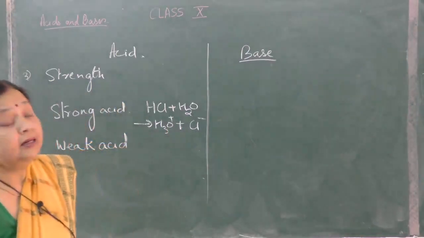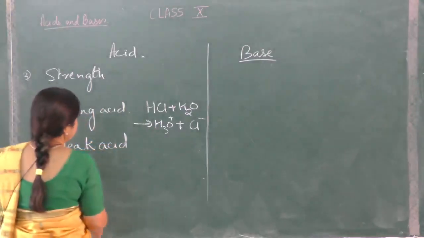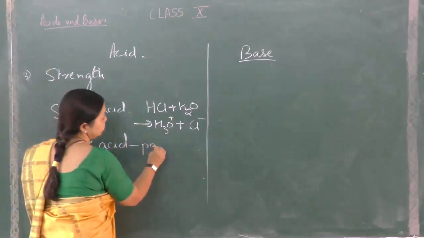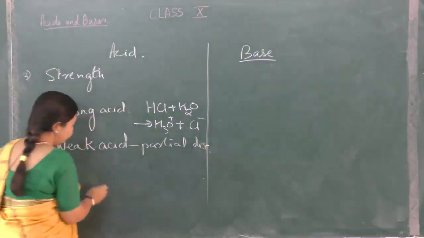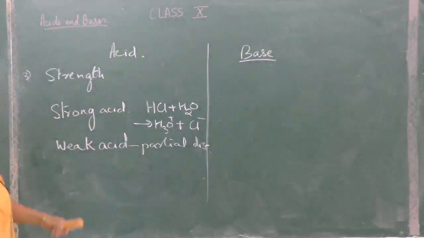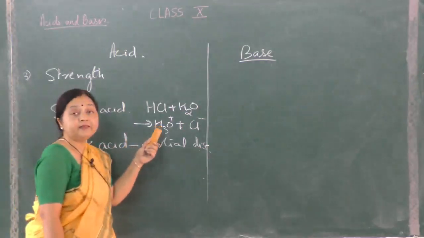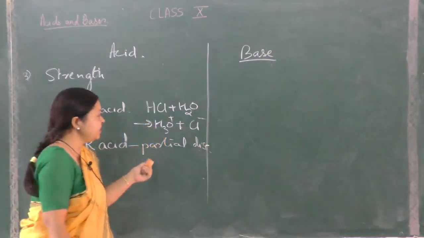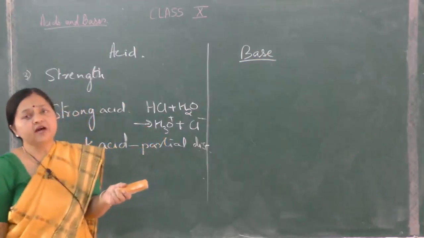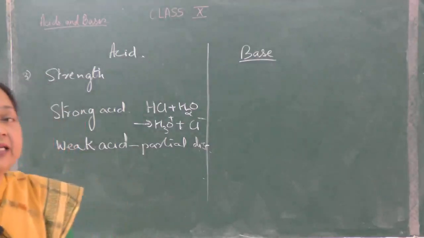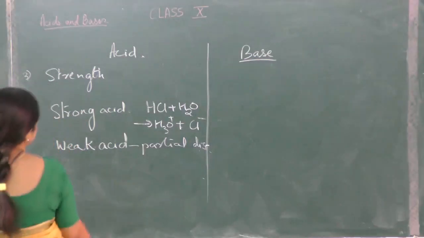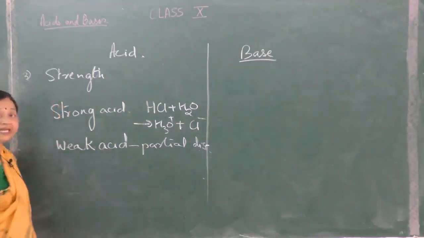And where the dissociation is less, only partial dissociation takes place, then what happens? Then it is called a weak acid, because with partial dissociation the concentration of hydrogen or hydronium ion is less, and if the hydrogen and hydronium ion is less, then it is a weak acid.